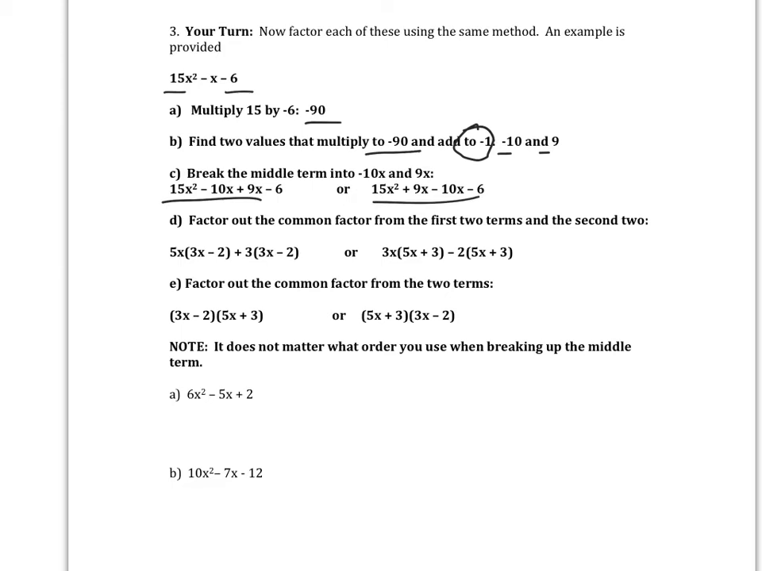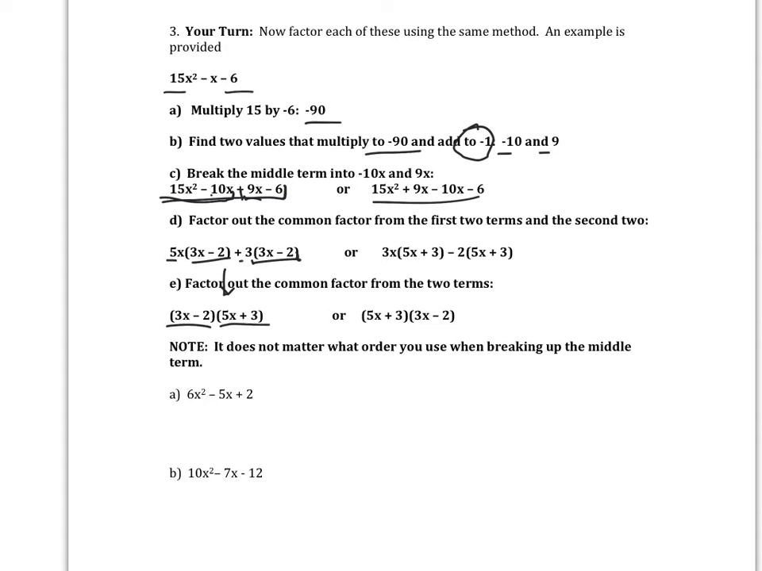It's not going to matter in the end. So if we do it the first way, we would factor out a 5x, and that would leave us 3x minus 2 from these first two terms. And then we factor 3 out from 9x minus 6. That leaves us a 3x minus 2 again. And so that would leave us down to here, where we factor out the 3x minus 2, leaving us with 5x plus 3.